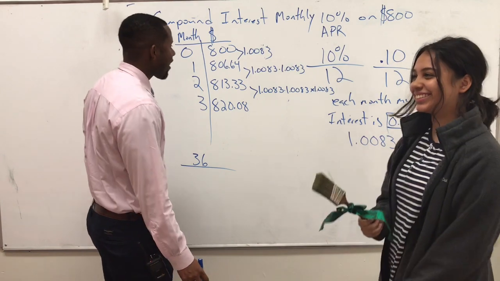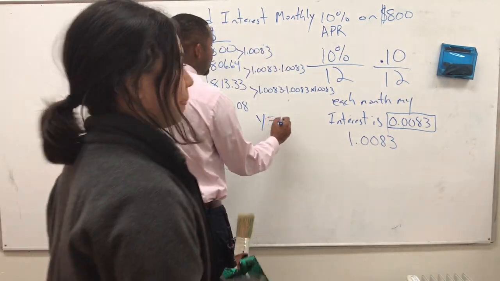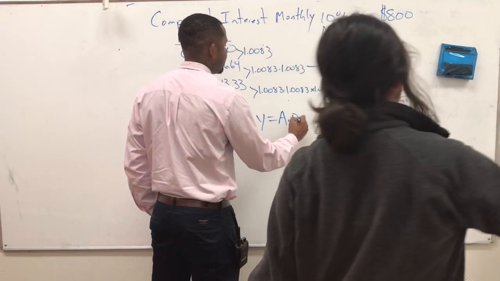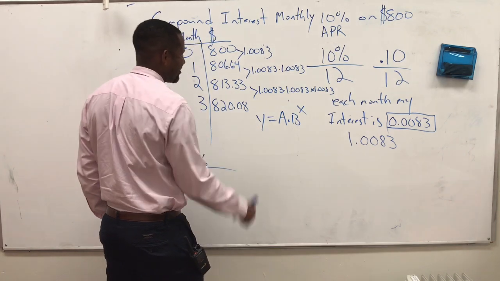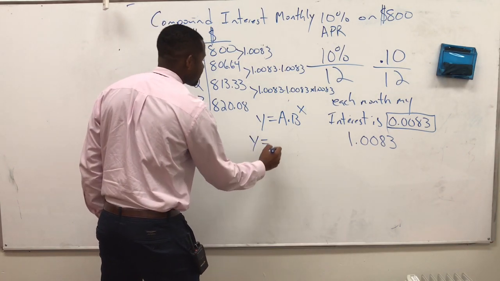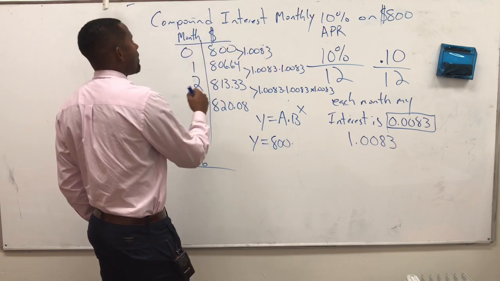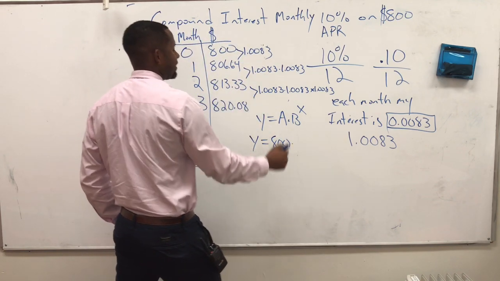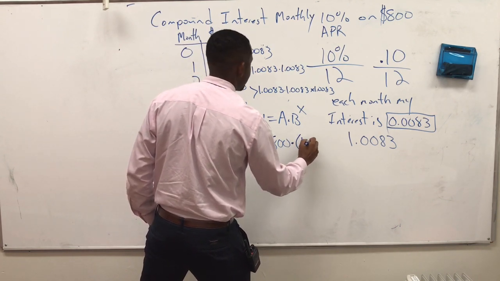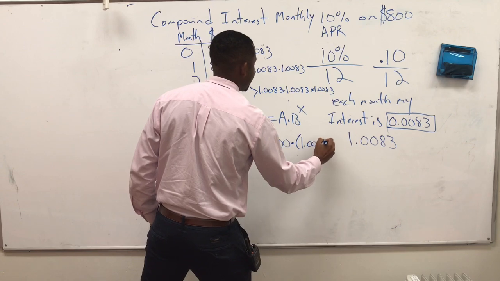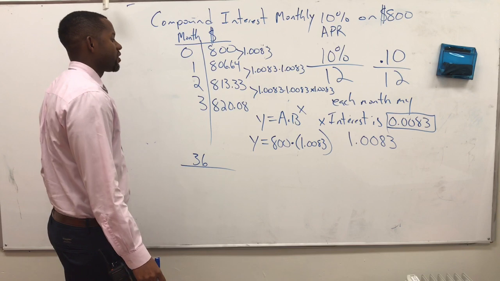Appreciate it. Alright, so I'm going to come here. I'm going to make my equation. I know it's going to be y equals a times b to the x. Stop moving in my slides. Y equals a times b to the x. So, my initial value is 800. My growth rate in this case is actually 1.0083 to the x, where x is the amount of months.